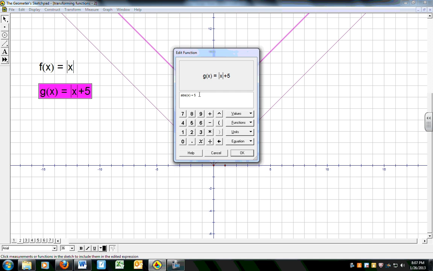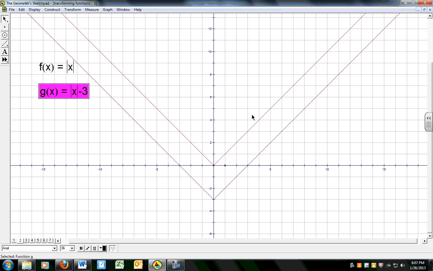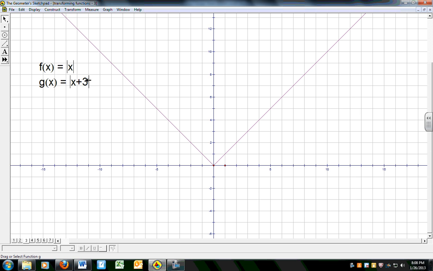Well, if I modify this function a little bit and instead of adding 5, say I want to subtract 3, I believe what that will do is create a vertical shift down 3. I test it, and indeed I'm right. So it seems then that adding or subtracting a value outside the absolute value sign does a vertical shift on the graph. Well, let's go ahead and test what happens if I move that adding or subtracting inside the absolute value sign, such as here.